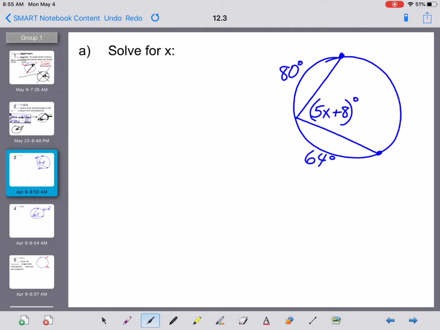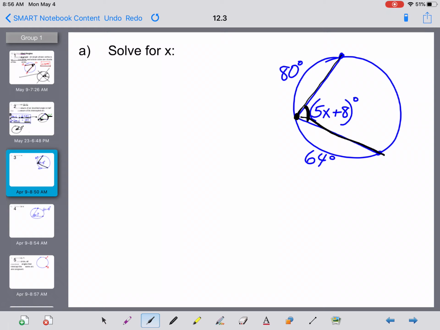All right, so we have ourselves a circle. It looks like there are 3 points located on the circle right here, and we have ourselves an inscribed angle right here. Why is it inscribed? 2 reasons. Because its vertex is on the circle, and because the sides of that angle are chords of the circle, going here and here.